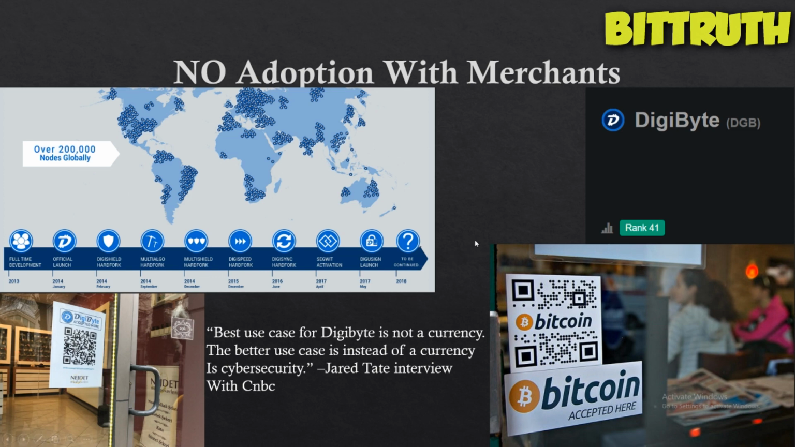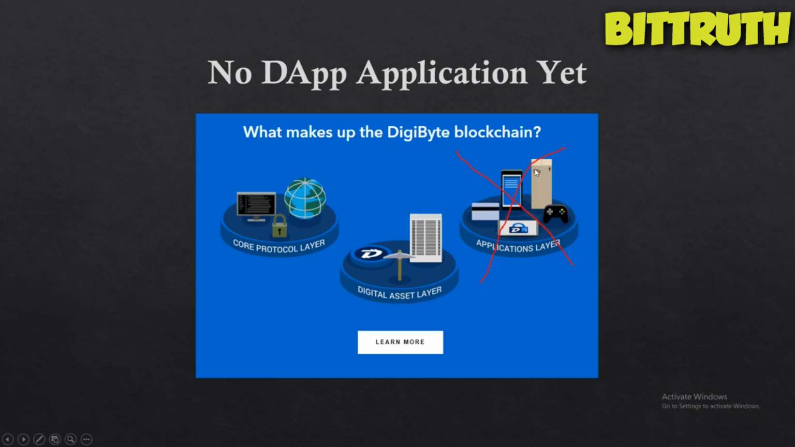No adoption with merchants means limited heights, meaning limited numbers. We do not get really huge things. The only way you can get Digibyte is on some cryptocurrency exchanges, but we want the real world. So if they can achieve that, I'm going to take back my word and give Digibyte the benefit of the doubt, because if Digibyte is not a currency, only cybersecurity, even the cybersecurity is still flawed from the outside, or maybe strong on the inside, so that's what I believe.